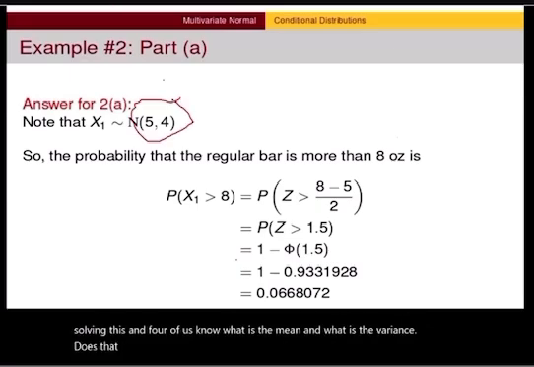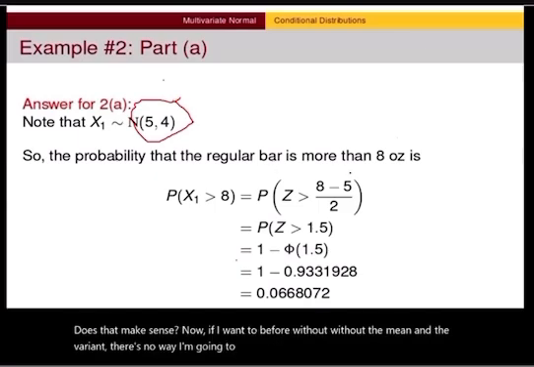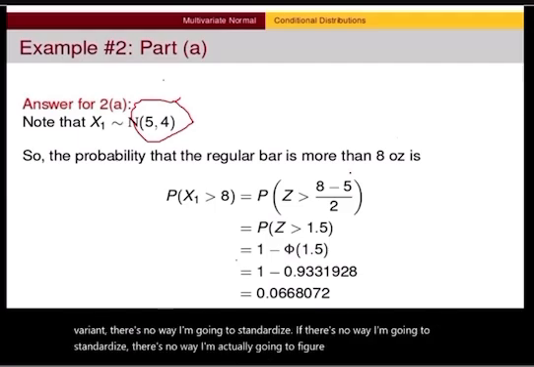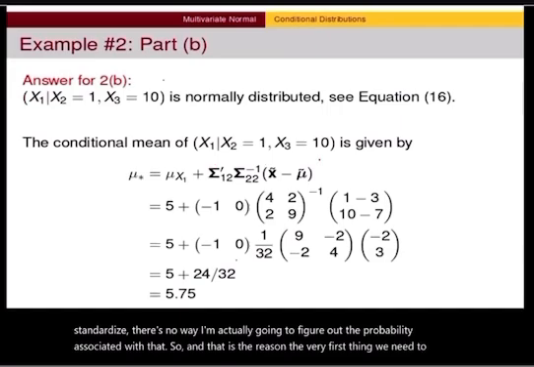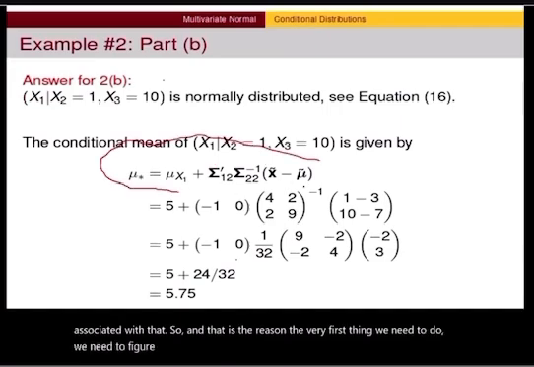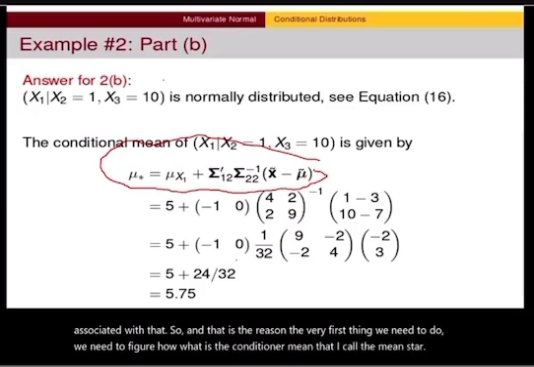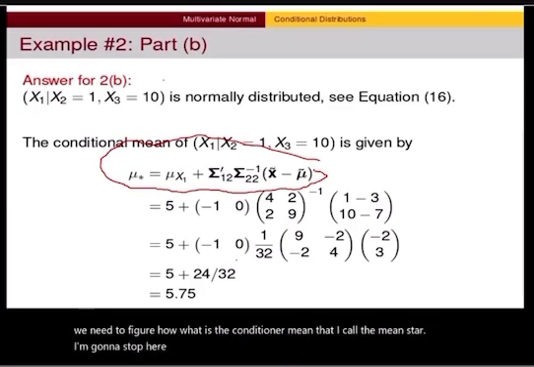Without the mean and the variance, there's no way I'm going to standardize. If there's no way I'm going to standardize, there's no way I'm actually going to figure out the probability associated with that. And that is the reason the very first thing we need to do, we need to figure out what is the conditional mean that I call the mean star. I'm going to stop here. I'm going to start from here on Monday.